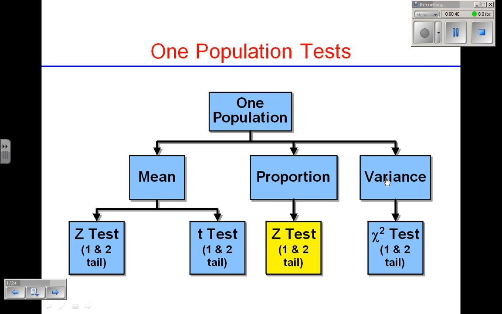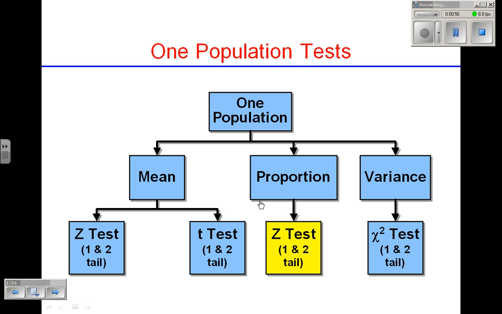And finally a variance. If we're testing a variance, we're going to do something called a chi-square test, which is what that little symbol is. And that we'll learn in chapter 13, so you don't have to worry about that today. Today is going to be all about the middle column here, about proportions and z-tests.